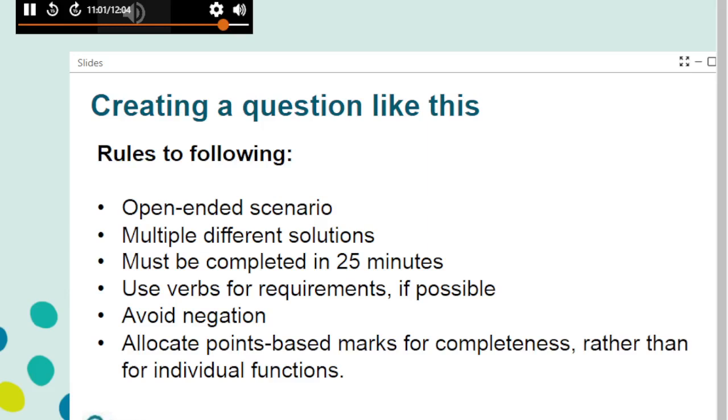Decide which parts of the solution will make up the mark scheme. Add scaffolding instructions to guide the student through the construction of the solution. Then remove the parts required in the response.